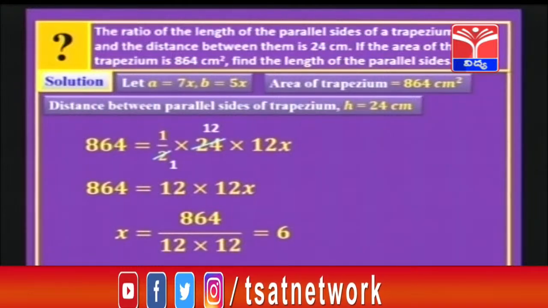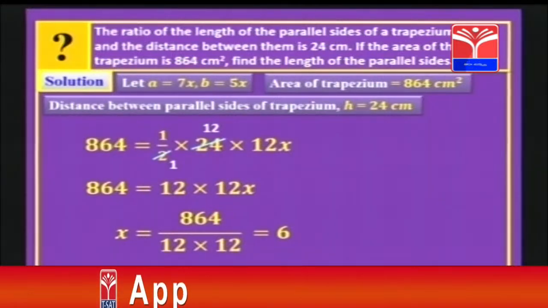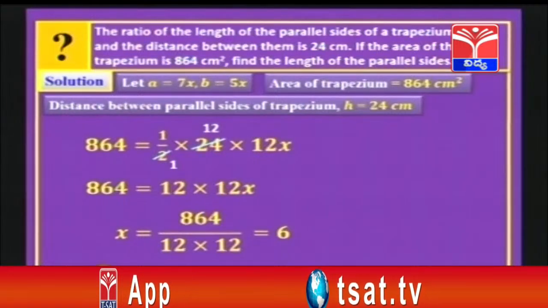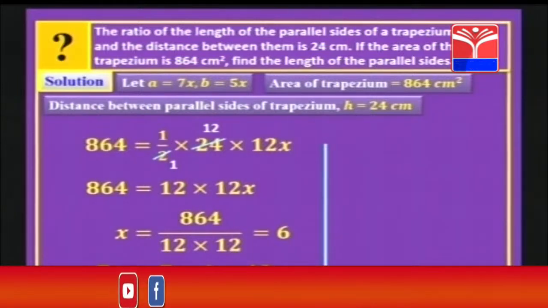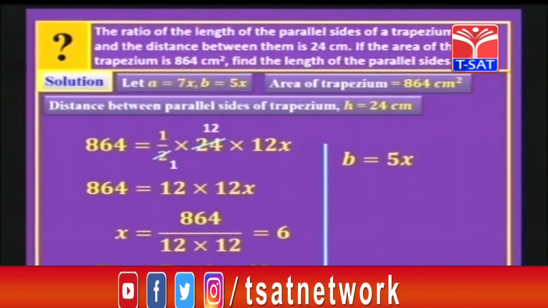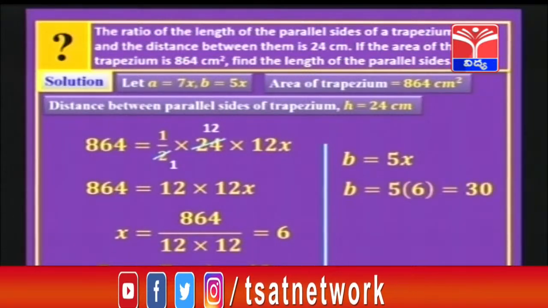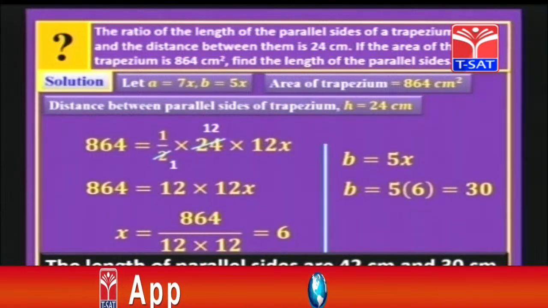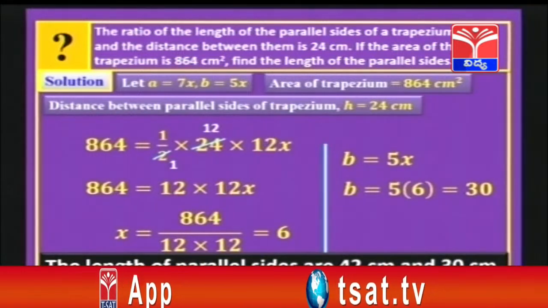What actually we need to find? The length of parallel sides, that is a and b values. So a is equal to 7x. Now substitute x equal to 6 here. So you get 7 into 6, 42. And b is how much, children? 5x. Substitute x is equal to 6 here also. You get 5 into 6, which is 30. Therefore, the length of parallel sides are 42 centimeters and 30 centimeters.